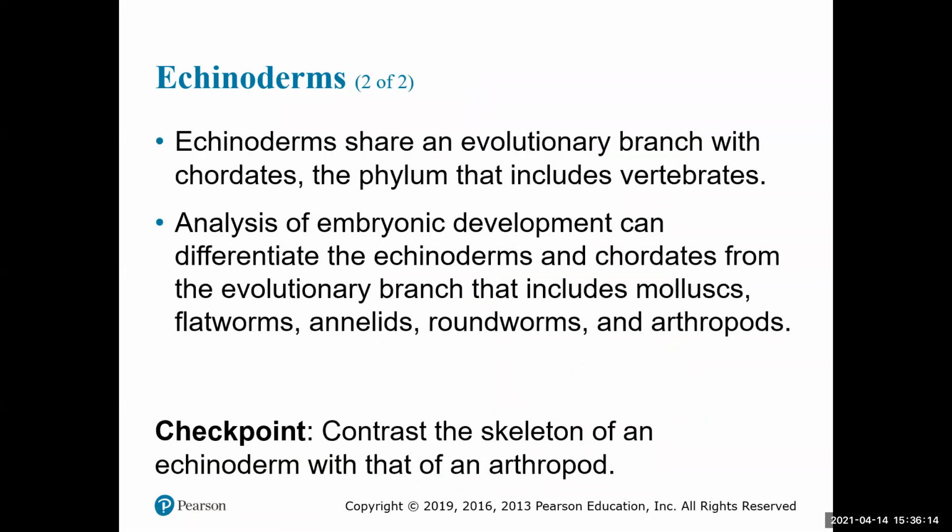All right, and so echinoderms are a sister phylum to chordates. And chordates is the phylum that all the vertebrates are found in. And if you look at the embryonic development of chordates and echinoderms, that's basically what differentiates that grouping, or I should say it differentiates echinoderms and chordates from all of the other animals. And that's that deuterostome and protostome development that we talked about in earlier videos.